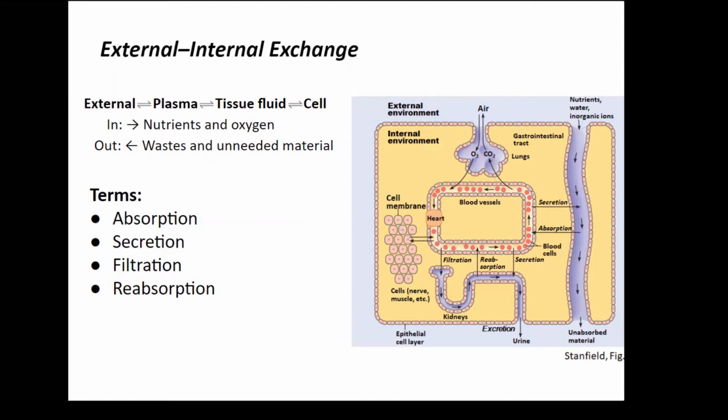So after we have this schematic, we want to think about that external to internal exchange. So we want to get things from our external environment, like the air. We want to pull in certain things all the way into our body, into our circulatory system, so that it can be spread around to the rest of our cells. So it needs to get into the plasma.